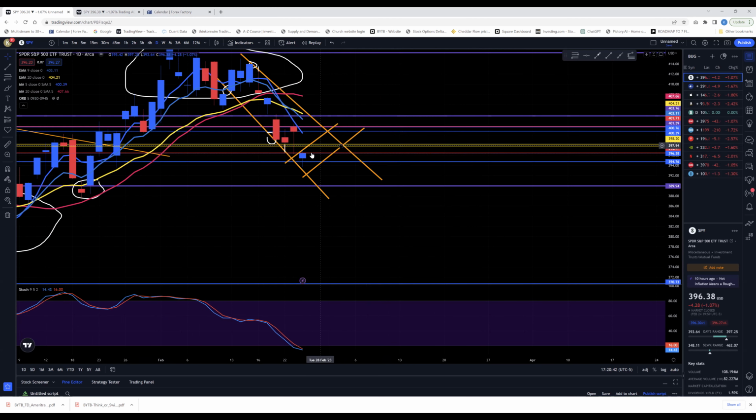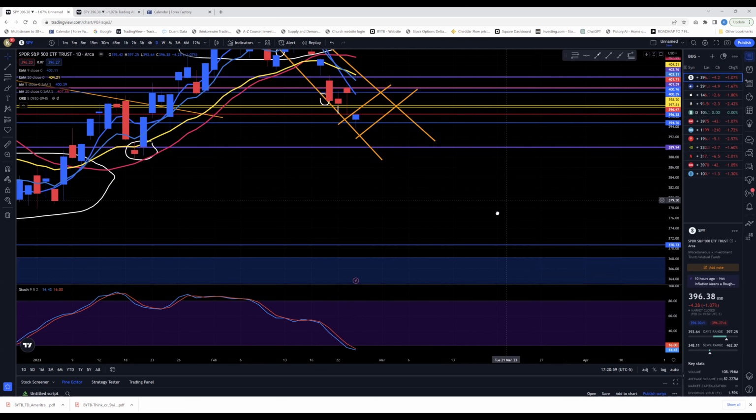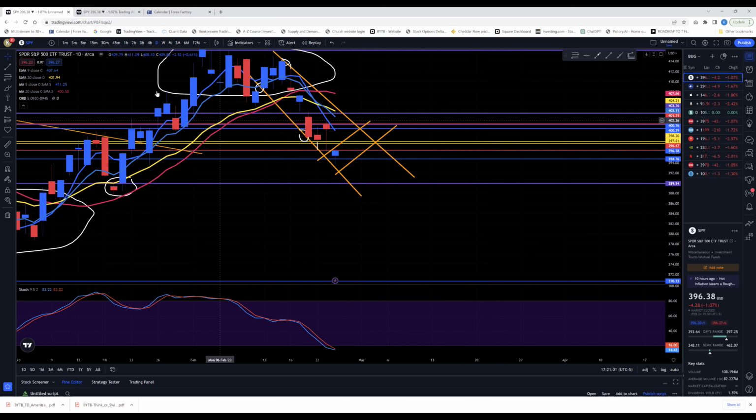The next week, I think we're going to get some bullish movement here to around this 399, 400 area. Might even consolidate a little bit in this area. Then the closer it gets to March 17th, I think we're going to come all the way down. All right. So that's where we are.